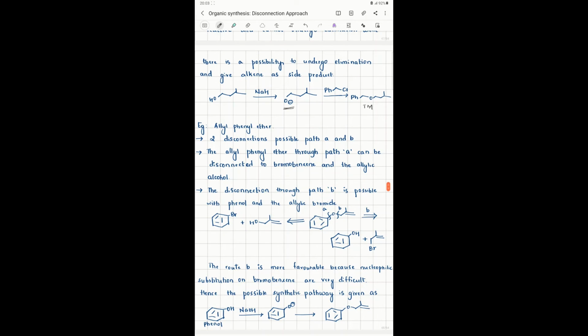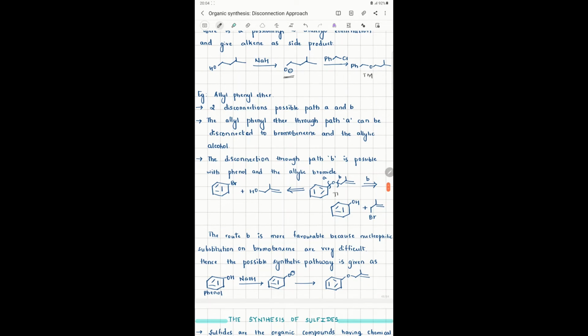The next example in this system is allyl phenyl ether. Again there are two disconnections that can happen. The allyl phenyl ether can have either path A as the disconnection or path B as the disconnection. Path A is disconnected to give a bromobenzene system and an allylic alcohol, and path B is going to give a phenol and an allylic bromide system. So this is my target molecule, allyl phenyl ether.